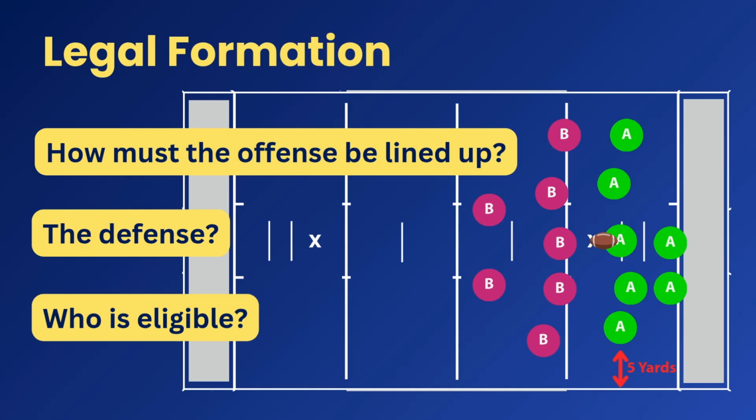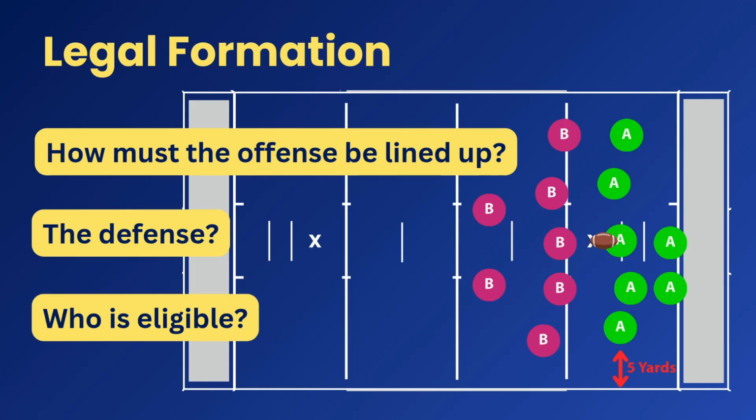Now, formations wise, again, it's so much simpler here in flag football than it is in tackle football. So, how must the offense be lined up? They can be anywhere in the backfield. We just need to have the snapper on the line of scrimmage and a player in position to receive the snap at least 2 yards back. Right? Those are really the only requirements. So the other 5 players can be anywhere on the offense's side of the ball. They do not have to have a minimum number of people on the line of scrimmage other than the snapper.